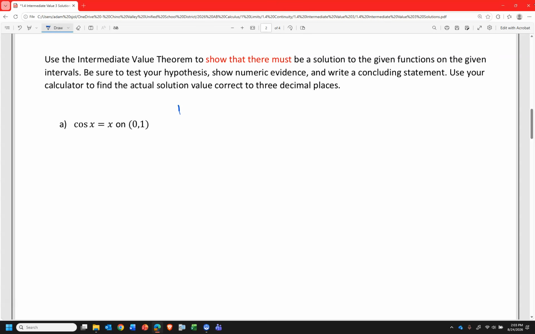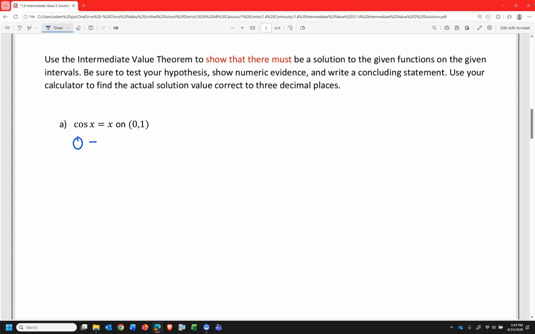So, well, you should know the graph of cosine looks like this, and cosine is continuous. X is continuous, right? Because that's just the line, y equals x. And so I'm just going to rearrange. I'm going to have y, how do I do that first?